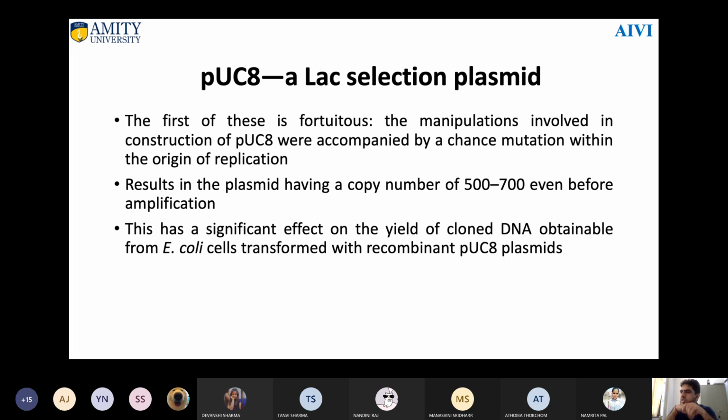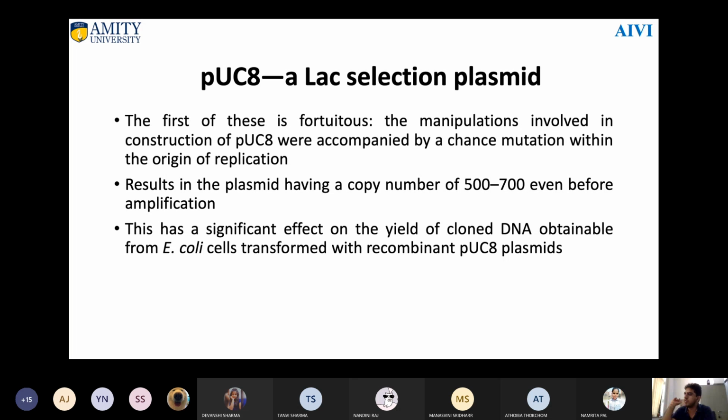Even before amplification, even without the treatment of chloramphenicol. If you treat that with chloramphenicol, then definitely its number is going to match the number you are talking about, so pBR322. So this is the first important thing that this plasmid, also called the lac selection plasmid, has: a significantly high yield of your vector even without the treatment of chloramphenicol.